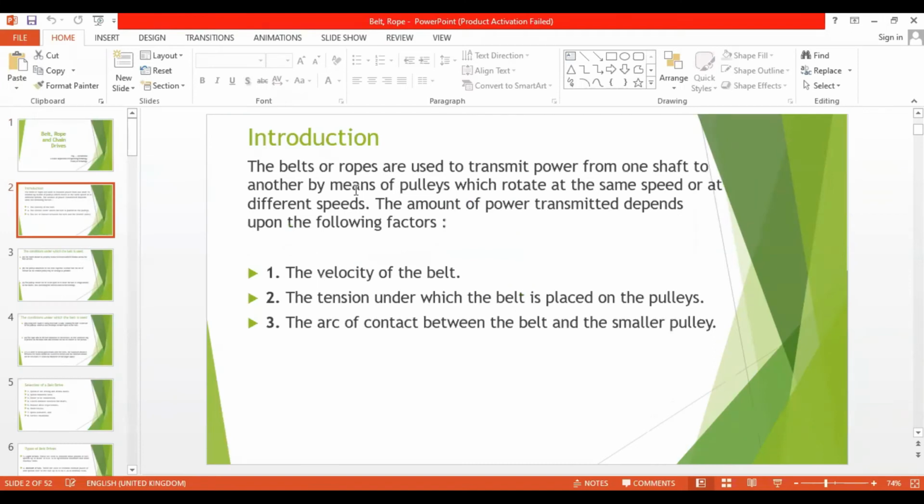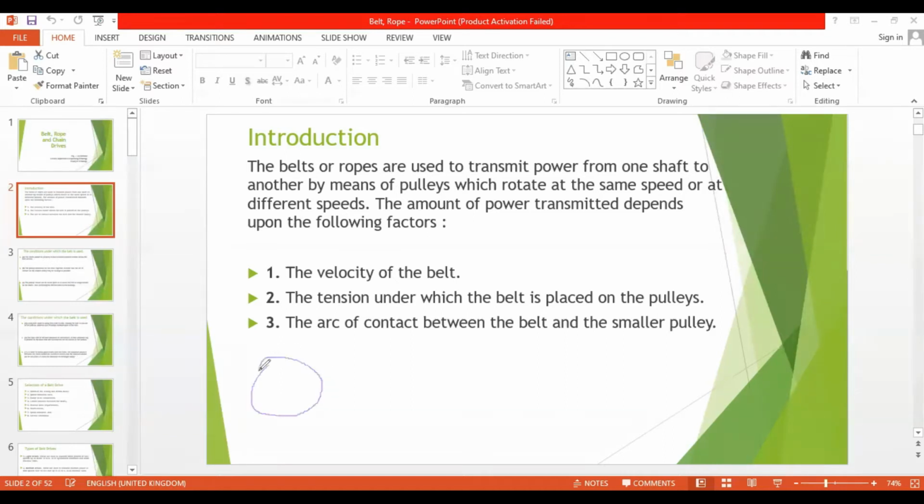The belts or ropes are used to transmit power from one shaft to the other by means of pulleys which rotate at the same speed or at different speeds, right? The amount of power transmitted depends upon the following factors. So we know these are used to transmit the power from one shaft to the other, right?